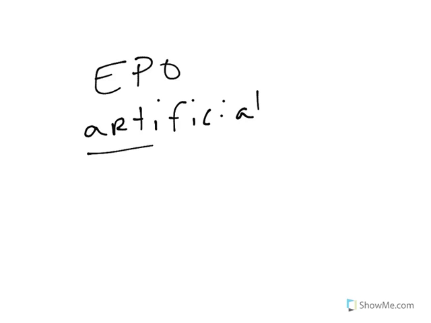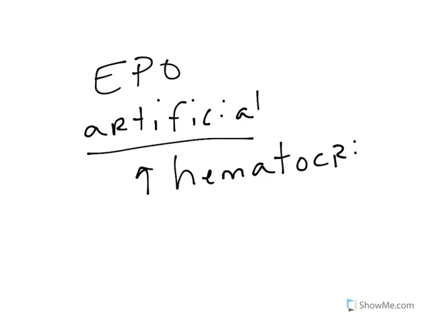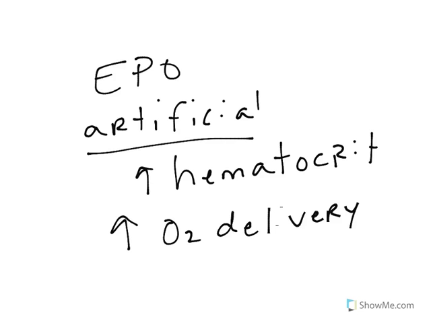There are athletes who tend to abuse EPO by using artificial means. Artificial EPO supplements will mimic its effects and will increase their hematocrit. And why would this be beneficial for an athlete? Because then they have higher oxygen delivery to their muscle tissues, obviously then increasing their performance.